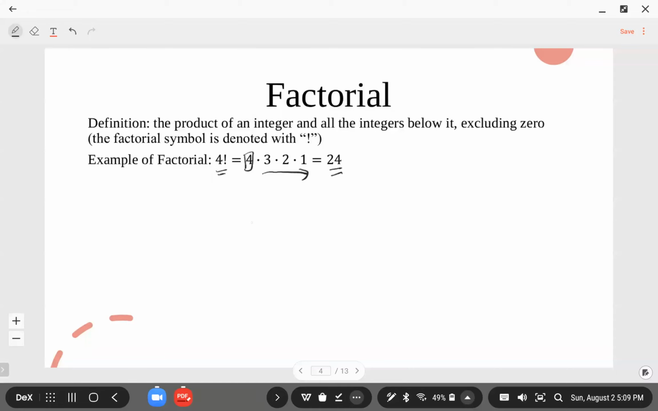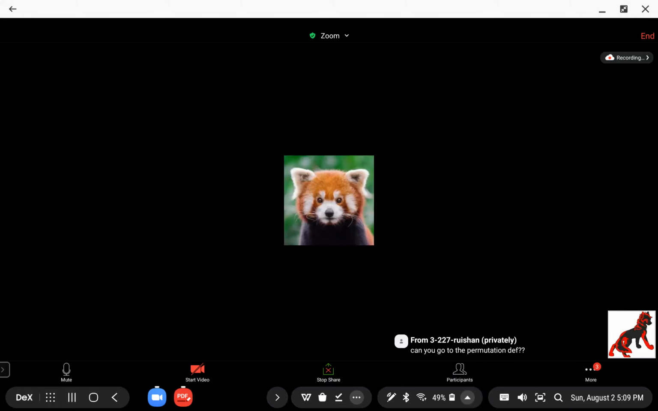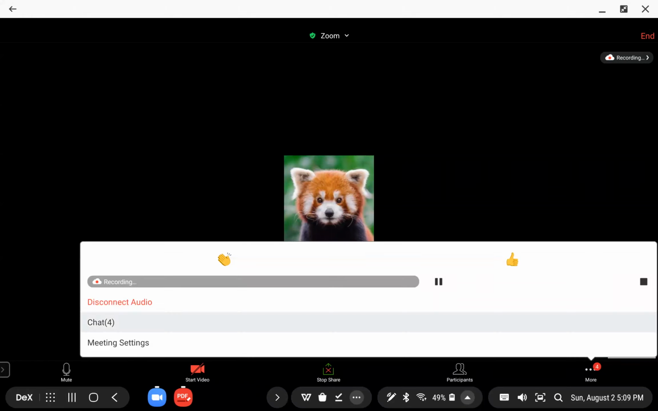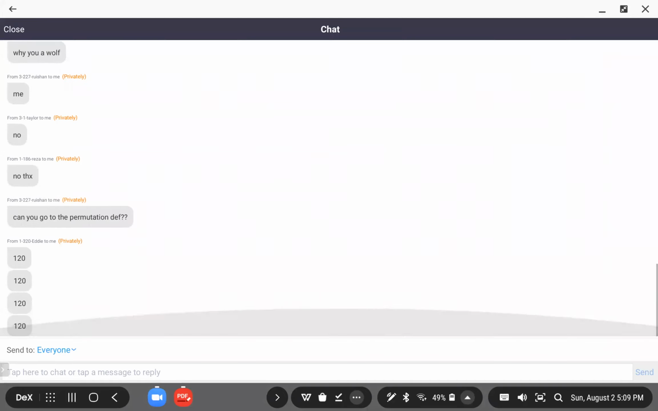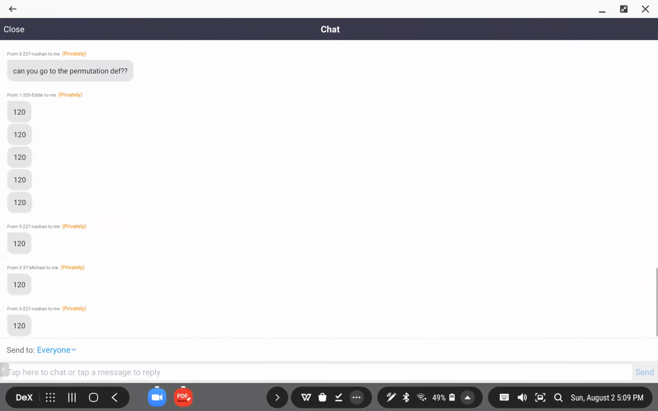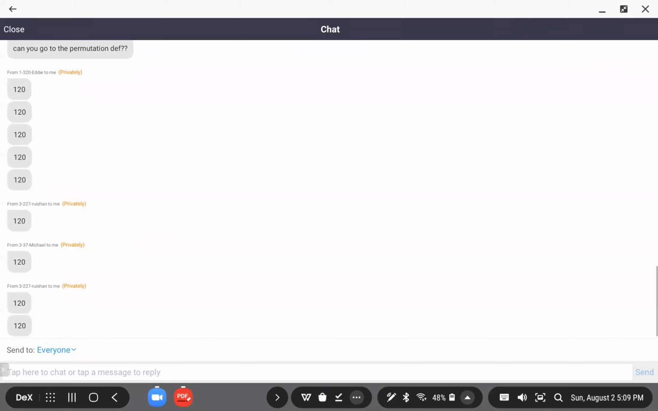And let's try another one. Let's see, 5 factorial equals what? Do you guys know how to solve that? 5 factorial. So you can write in the chat what 5 factorial is. Okay, 120. Yes. Yeah, 120. Very good.